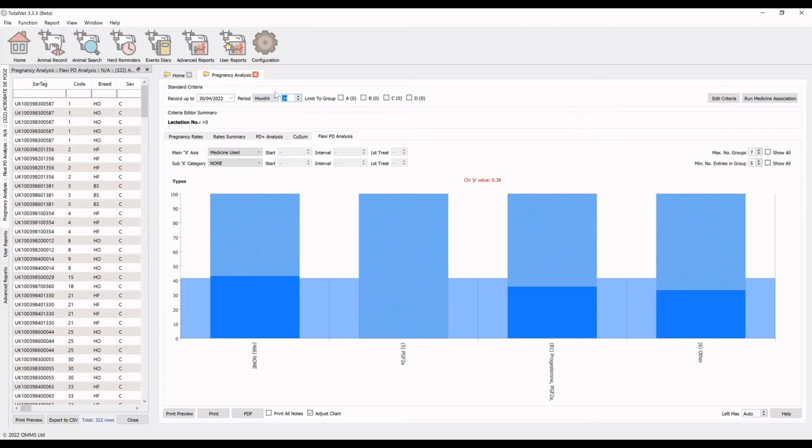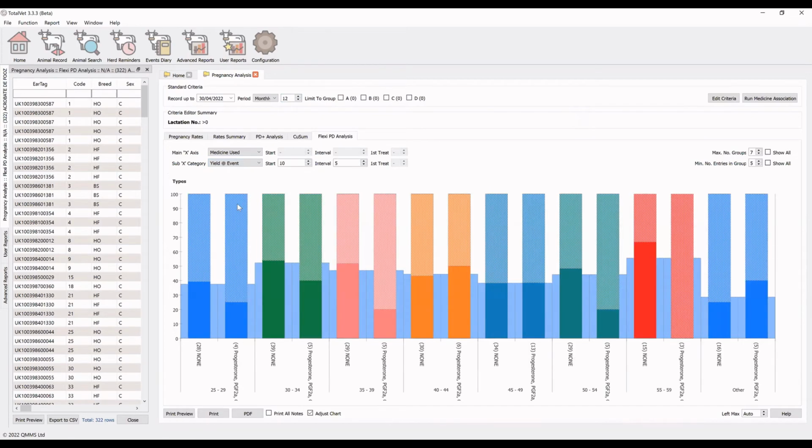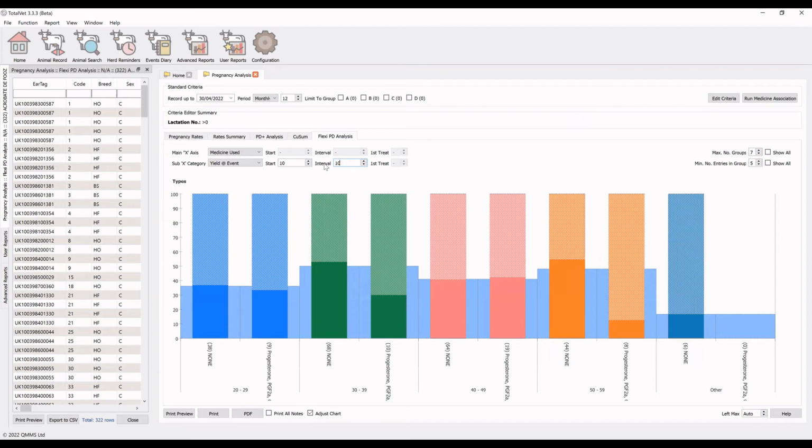If we restrict the period of analysis to just the last year by selecting 12 months in the standard criteria pane, then under the sub-X category, we can choose yield at event. We can choose the starting yield we want to analyze. So in this case, we're going to choose 10 litres. We want to go up in intervals of, for example, 10 litres at a time. This graph now shows conception rate by sync program, but also taking into consideration what her yield was at the most recent milk recording prior to the service.